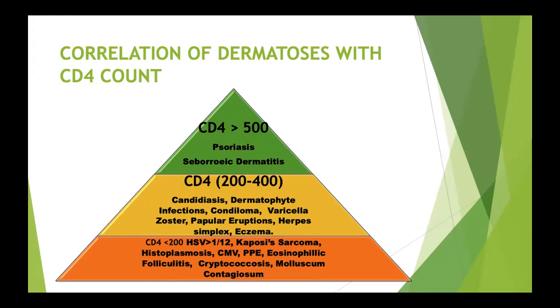With the CD4 count that is less than 200, we would expect to see herpes simplex virus that is more than 1 month. So it's a chronic herpes simplex. Kaposi sarcomas, histoplasmosis, cytomegaloviruses, PPEs, eosinophilic folliculitis, cryptococcosis, and molluscum contagiosum.